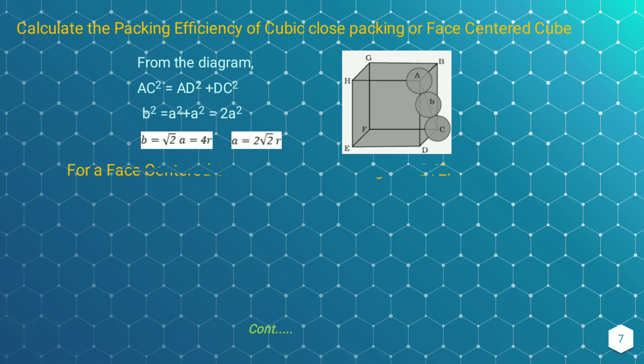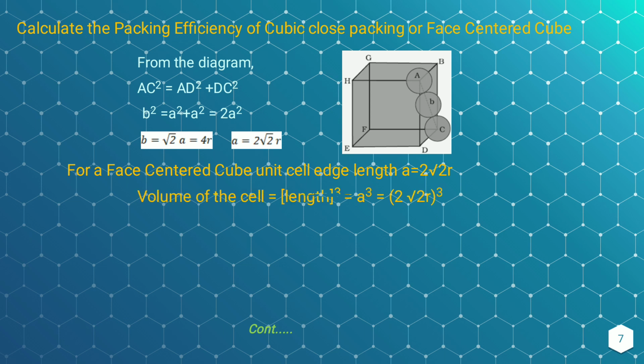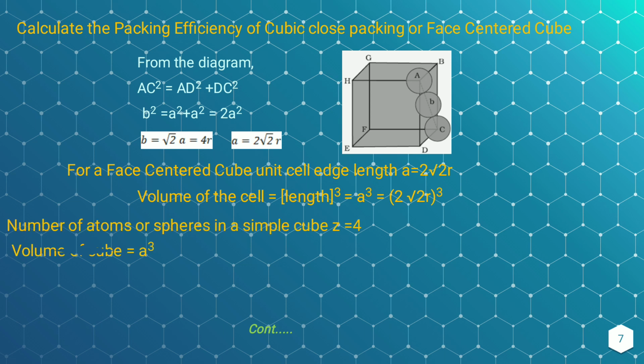Now coming back to the basics, for a face centered cube, the edge length A is equal to 2 root 2 R. Volume of the unit cell will now be equal to the cube of the length, A cube, that is 2 root 2 R cube. Z is equal to 4. Volume of a cube is A cube. Volume of a sphere is 4 by 3 pi R cube.